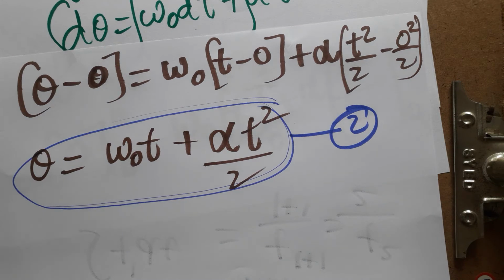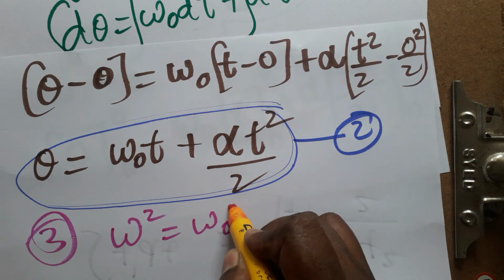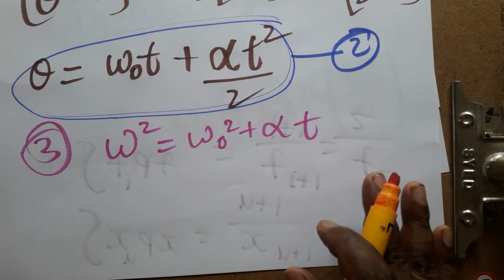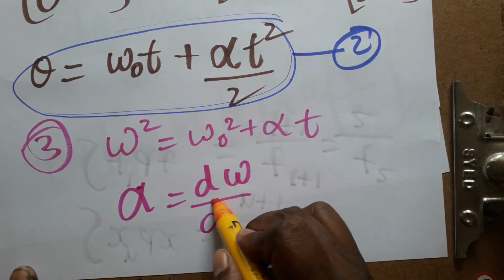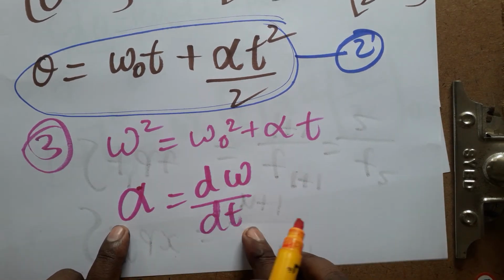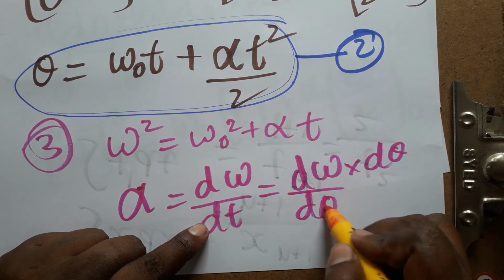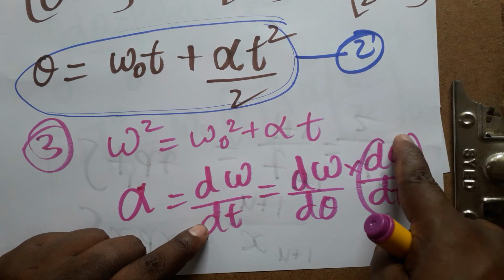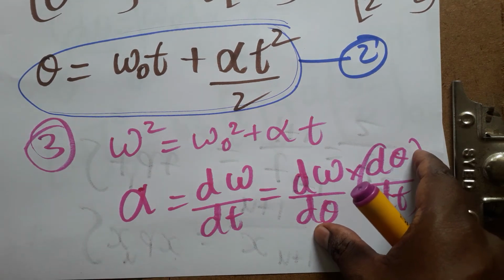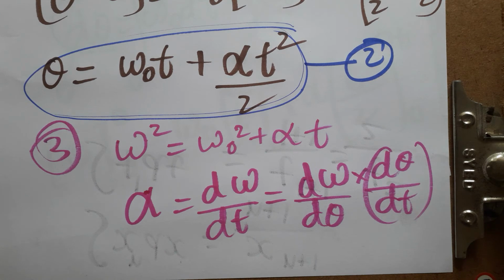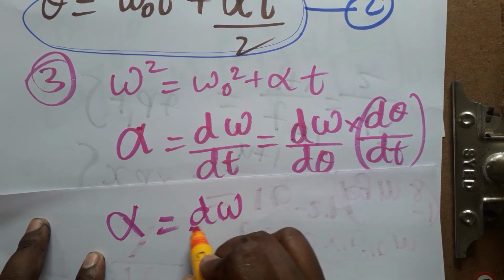Now the third equation. So what is the third equation? We know omega is equal to omega naught plus alpha t, as I said from the beginning of the video. Now alpha is equal to d omega by dt, angular acceleration is change in angular velocity by time. So I am going to multiply by d theta in the numerator and denominator: d omega into d theta divided by dt d theta. You can multiply the common term in the denominator and numerator. Like this, d theta by dt we can take as angular velocity, which is called omega. So alpha is equal to omega d omega by d theta.